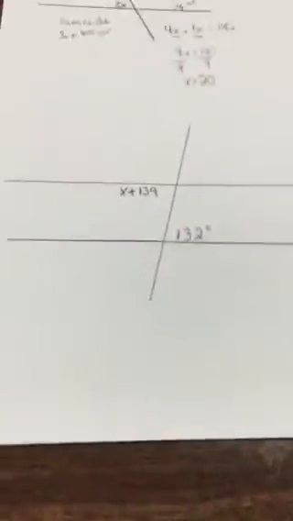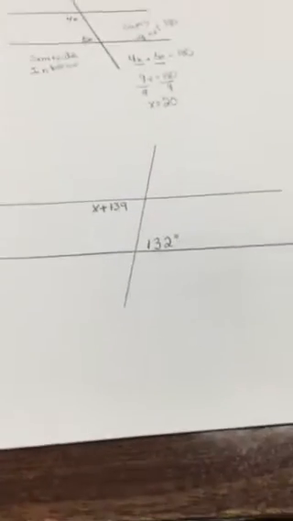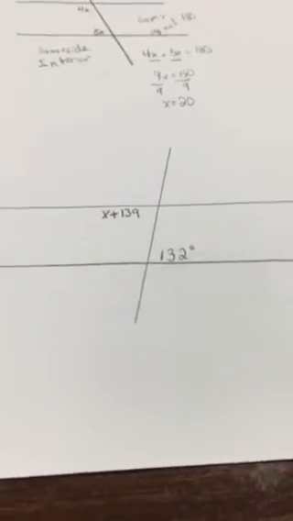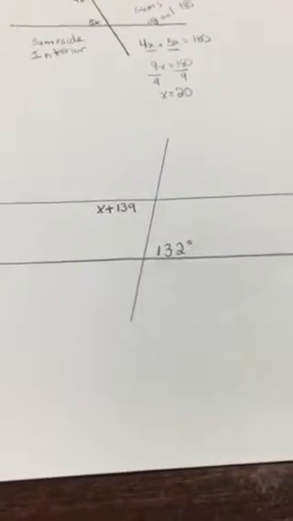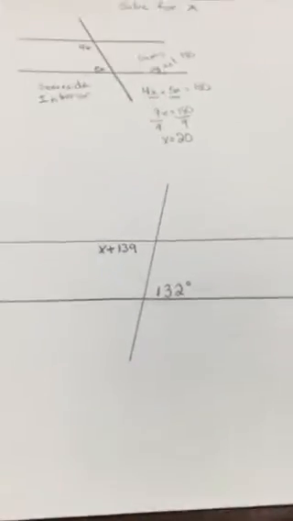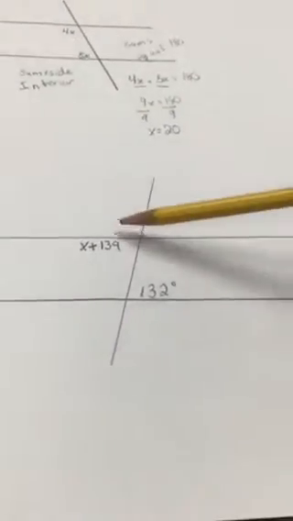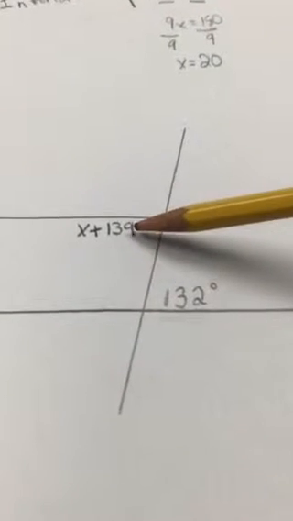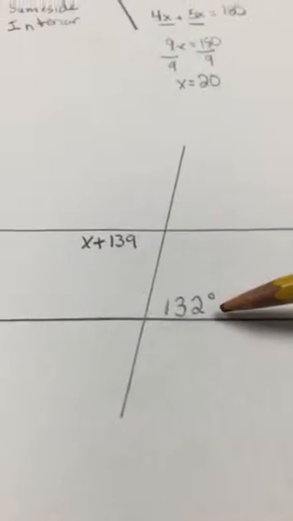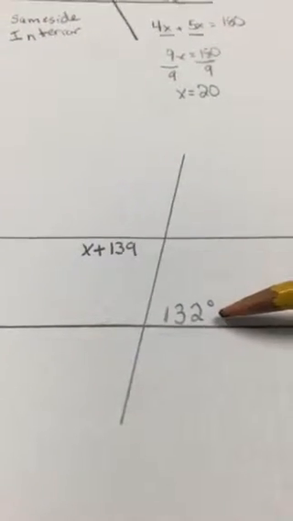I didn't give you time to write the last one down, but go ahead and write it down. Two parallel lines cut by a transversal. One angle here we know is x plus 139. We know the other angle is 132 degrees.